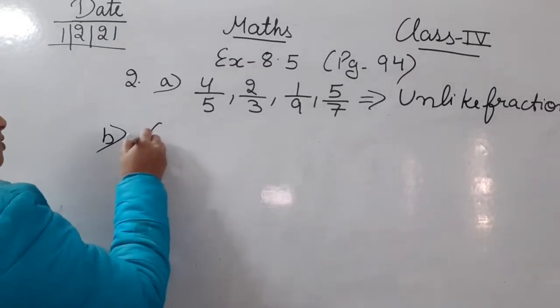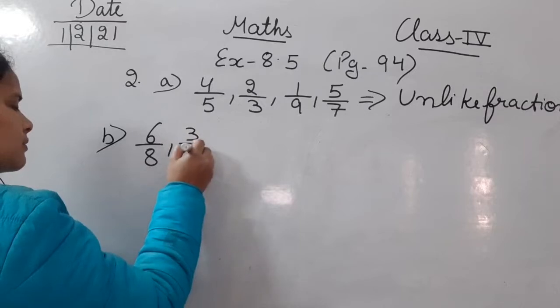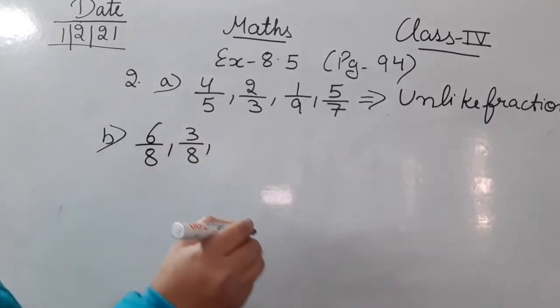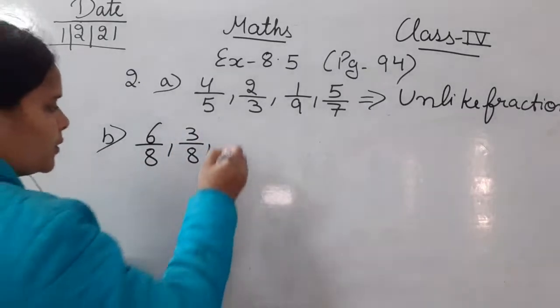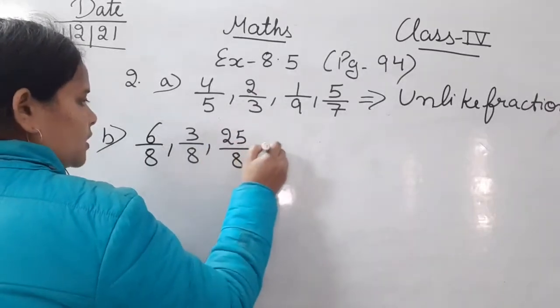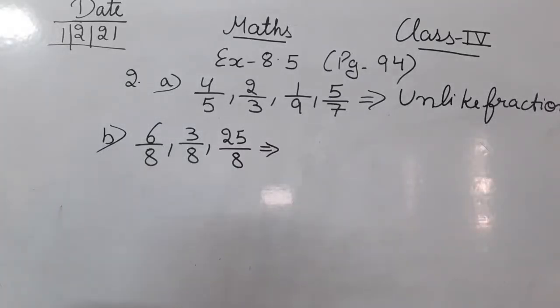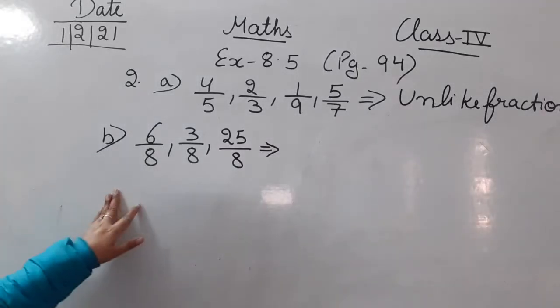B. The B is given: the first is 6 upon 8, then 3 upon 8, then 25 upon 8. So now these 3 fractions are given, and you have to tell what kind of fractions they are, whether like fractions or unlike fractions.